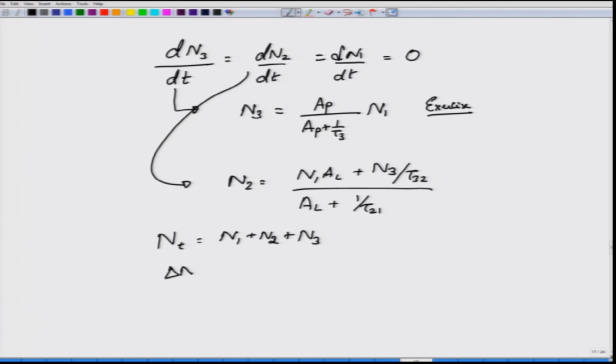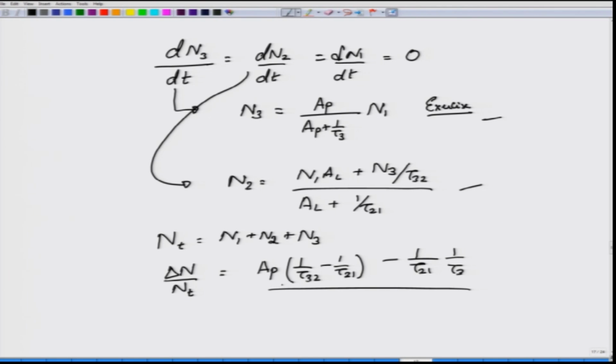When you look at delta n and normalize it with respect to n t, you will see that by using this equation and the other equation for n t, this will be given by A p times 1 by tau 32 minus 1 by tau 21, minus 1 by tau 21 times 1 by tau 3, divided by a denominator. I will leave it as an exercise to find out what the denominator is. Of course, we do not really need to know the denominator, but this equation, delta n normalized with respect to n t, is very critical for us.